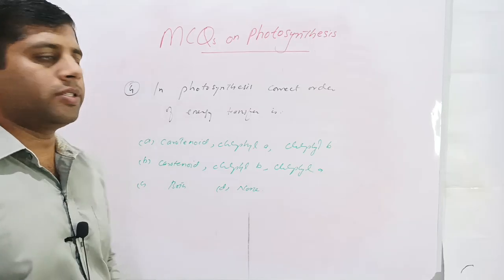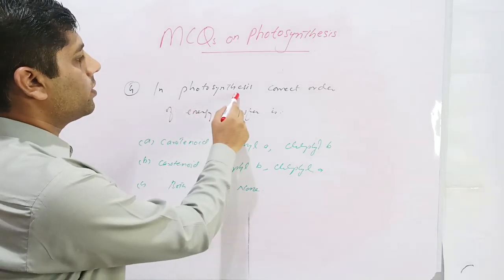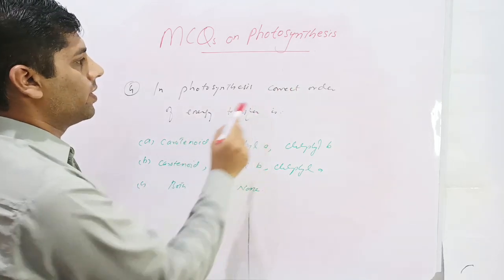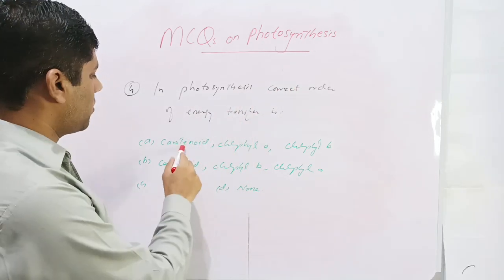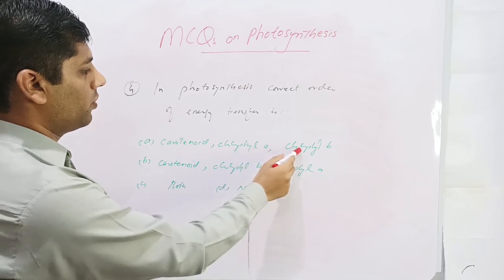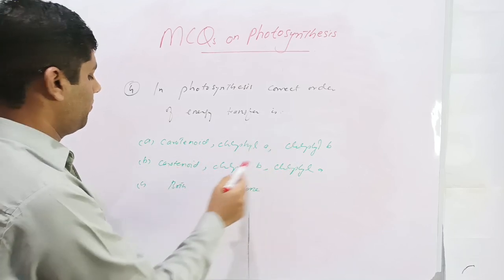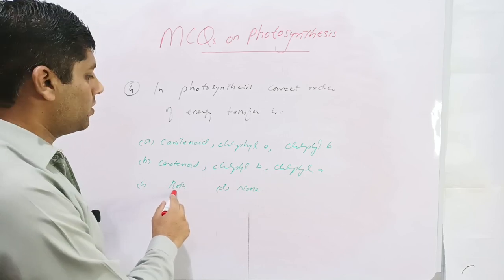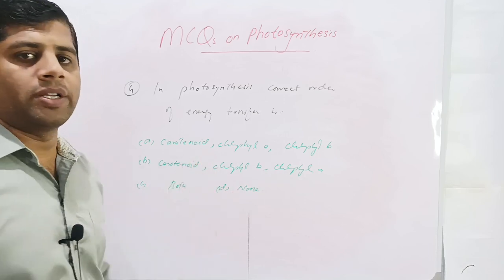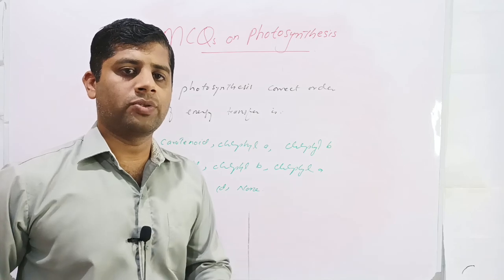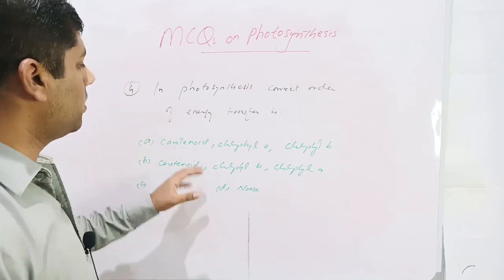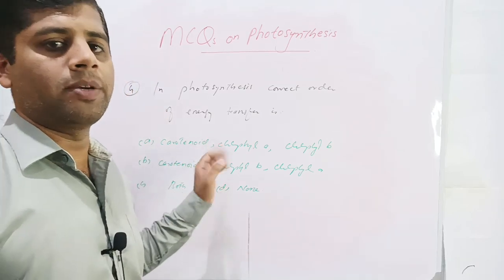Next question is, in photosynthesis, correct order of energy transfer is. Given options are carotenoid, chlorophyll A, chlorophyll B. Second option is carotenoid, chlorophyll B, and chlorophyll A. Third option is both of these, and fourth is none of the order is. So before going to solve this question, we should know about the order as well as the photosynthetic pigments.